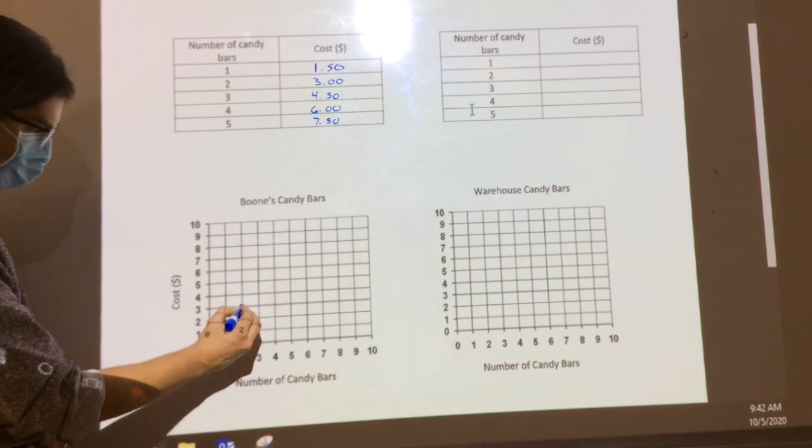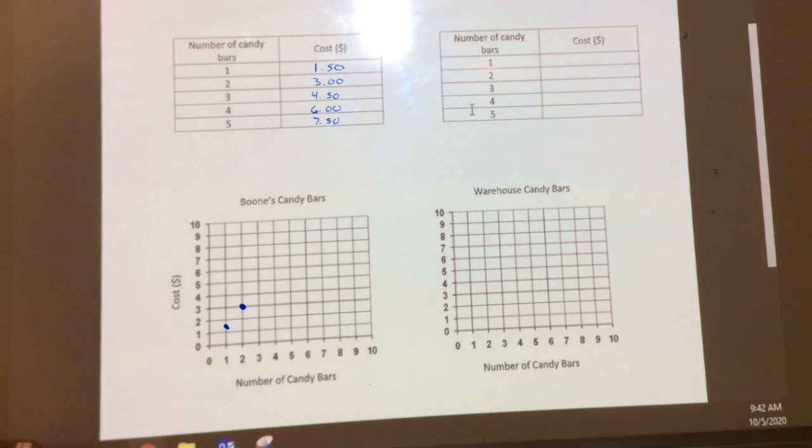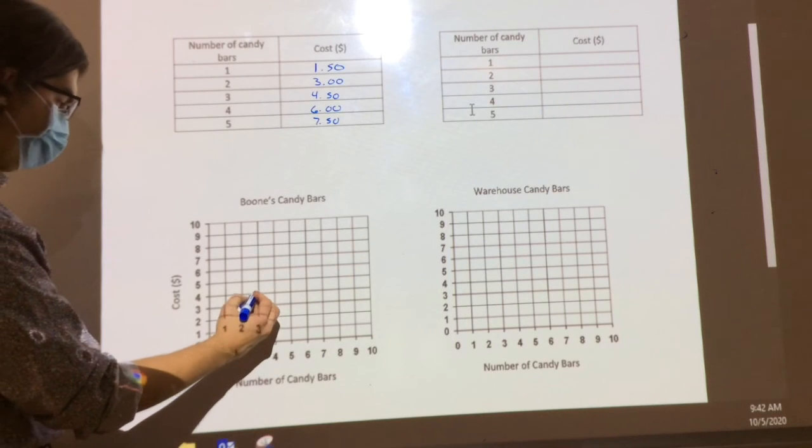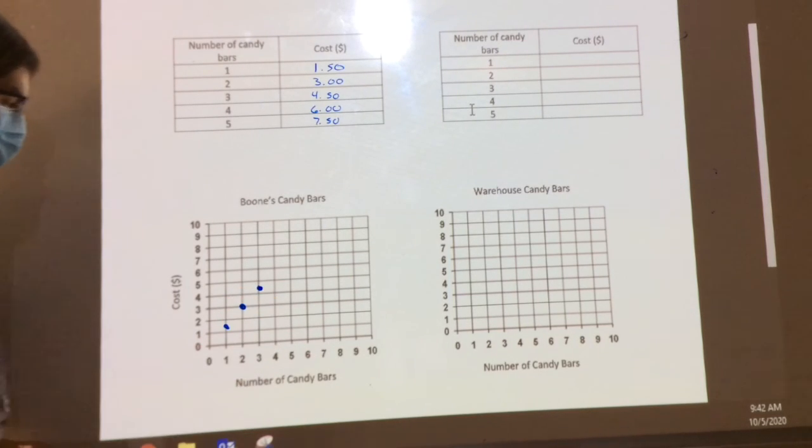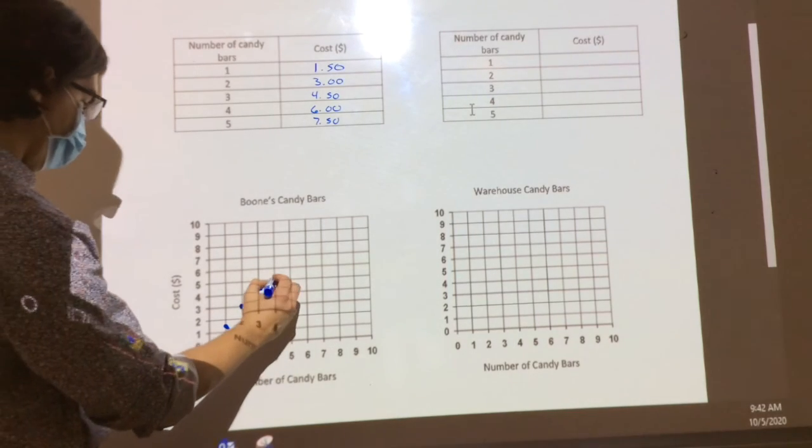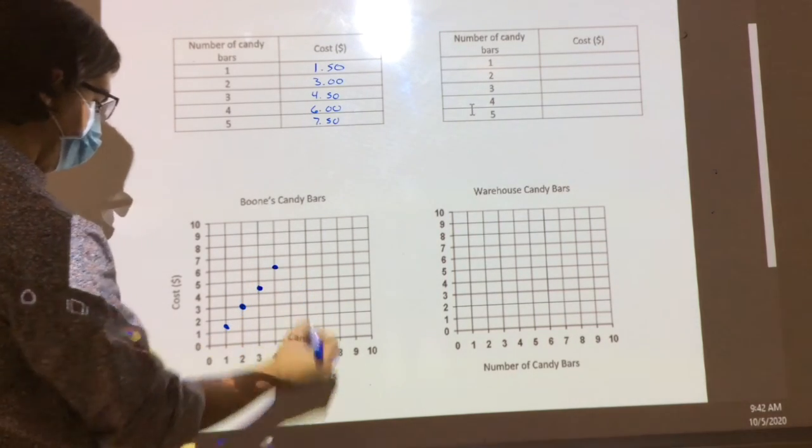$3. How much did 3 candy bars cost? 3 candy bars cost $4.50. How much did 4 candy bars cost? $6. And how much did 5 candy bars cost?